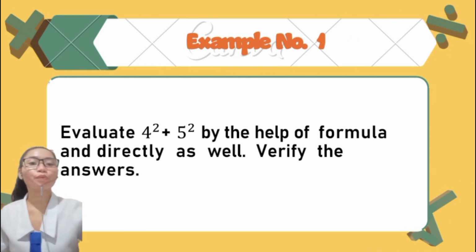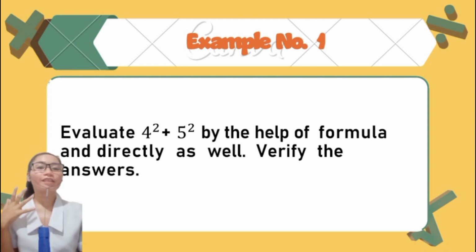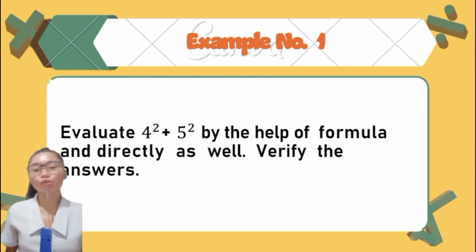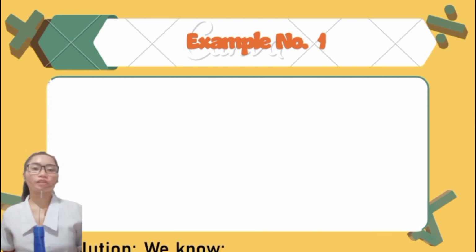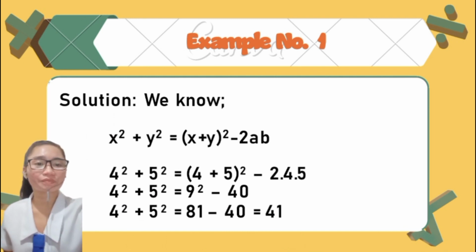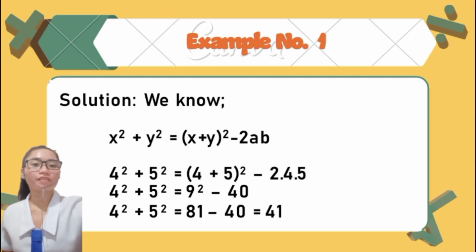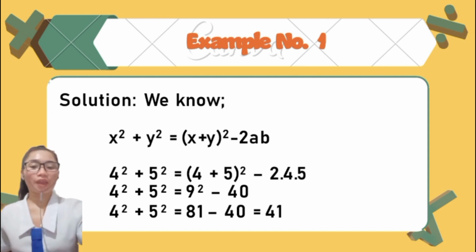So let's take example number 1. Evaluate 4 squared plus 5 squared by the help of a formula and by answering it directly. So in this case, we will be solving it in two ways, through a formula and through answering it directly as well. Solution. We know that in this case, 4 squared plus 5 squared, of course, we will be using the first formula, right? So that formula is x squared plus y squared is equal to the quantity x plus y squared minus 2xy.